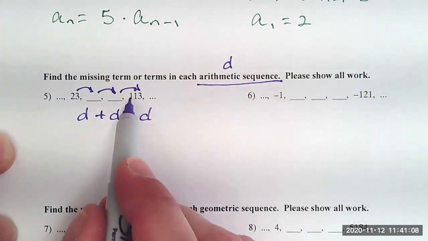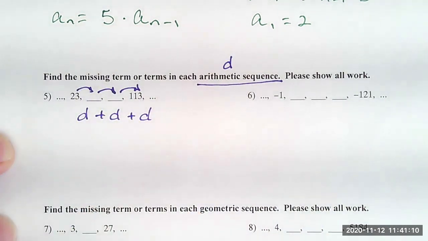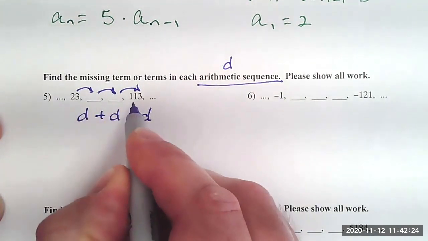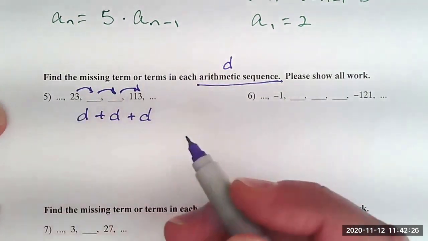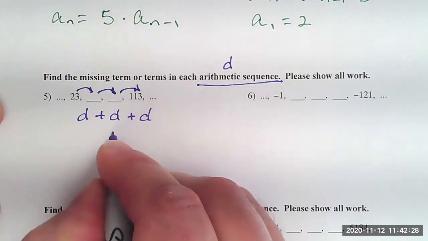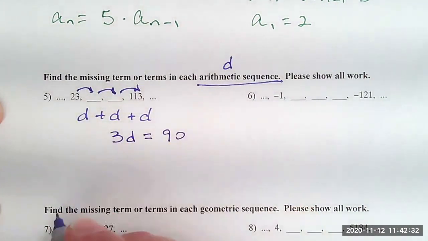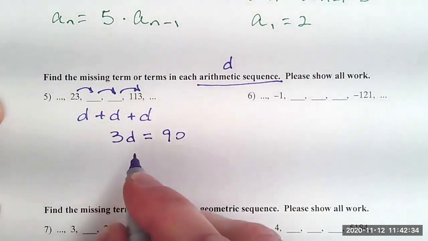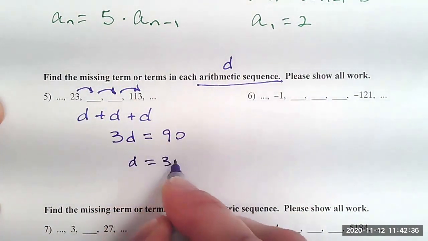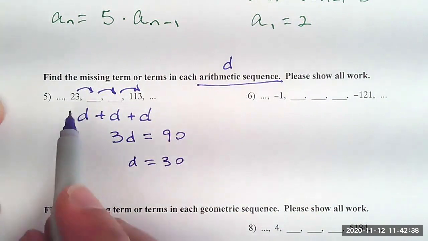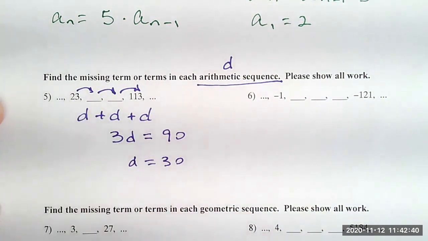The difference between 113 and 23 is 90. So I have 3 D's equals 90. If I solve for D, D must be equal to 30. So my difference is 30. 23 plus 30 is 53. Plus 30 more is 83. I found my missing terms.